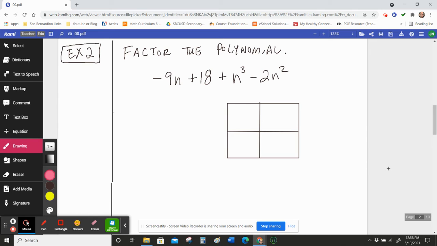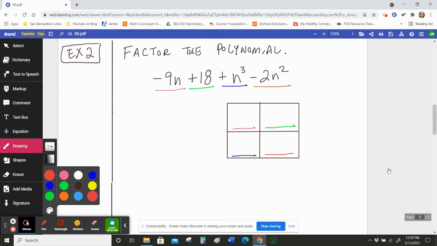So either way, I'm going to follow the same procedure as what I did for my last problems. So I'm going to put the first term there, second term there, third term here, and then the last term, which is negative 2n squared, right here. So let's fill in the box. Oh, wait, I forgot one thing, right?